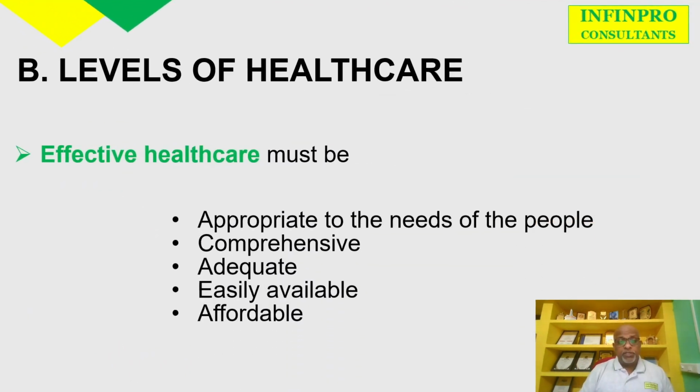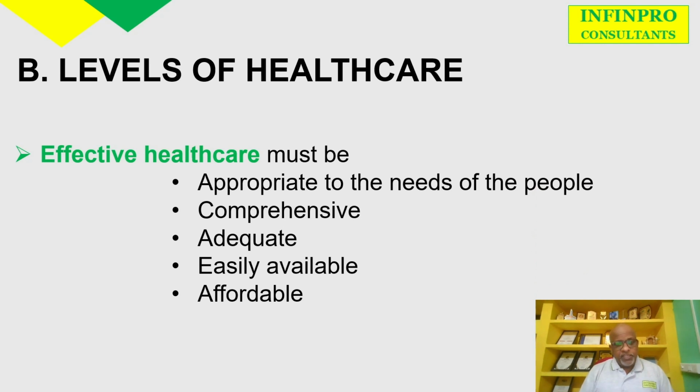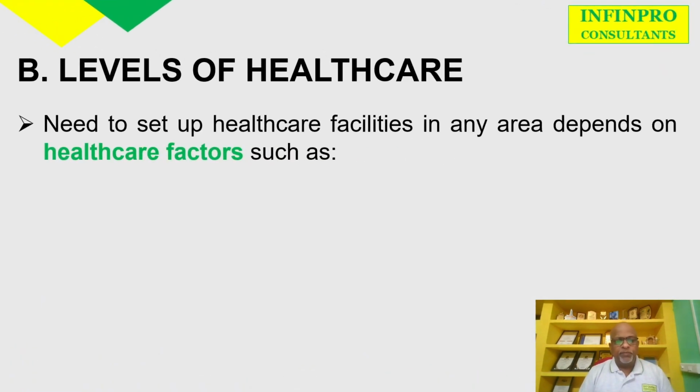Effective healthcare must be easily available to all. First and foremost, that's the first step. It should be affordable to the entire society, appropriate to the needs of the people. A comprehensive healthcare should be available, and healthcare should be available in adequate measure. So that means an effective healthcare comprises these 5 different aspects to be covered: appropriate to the needs of the people, comprehensive, adequate, easily available, and affordable.